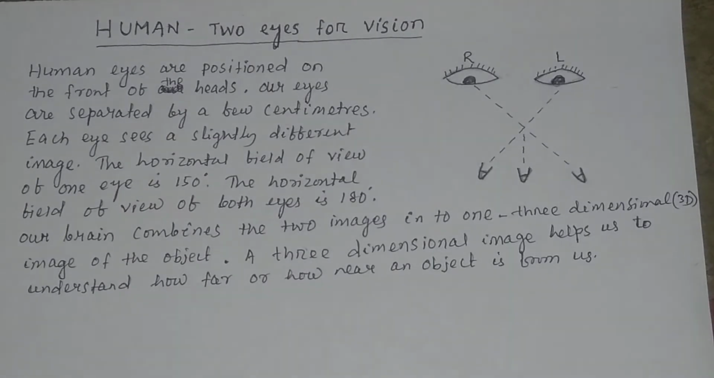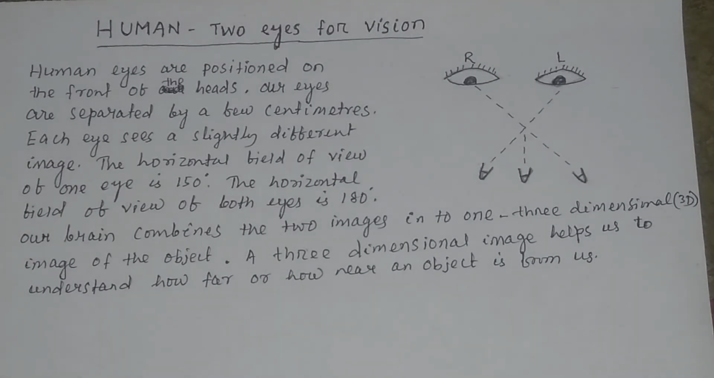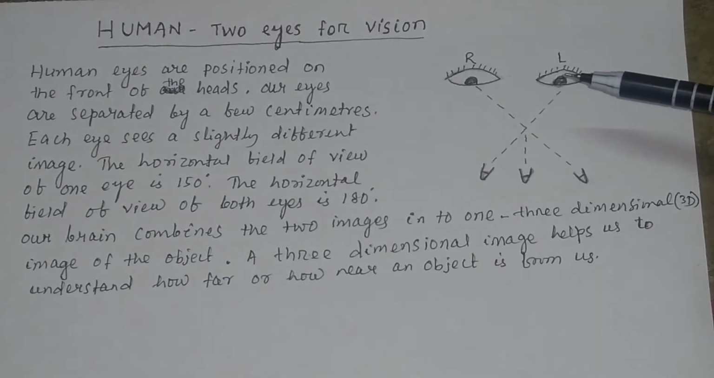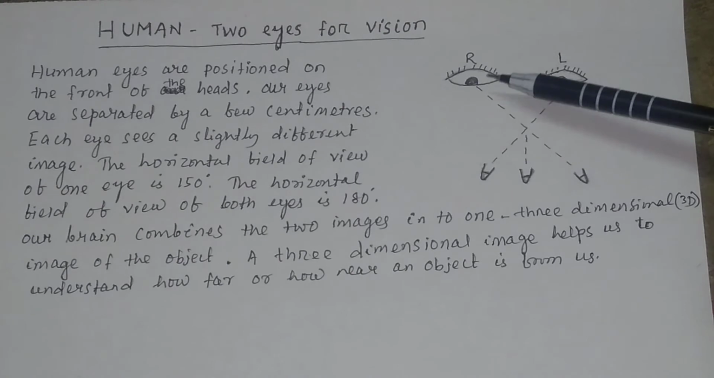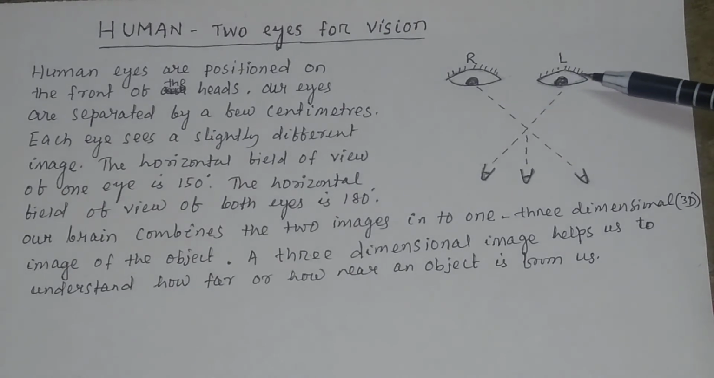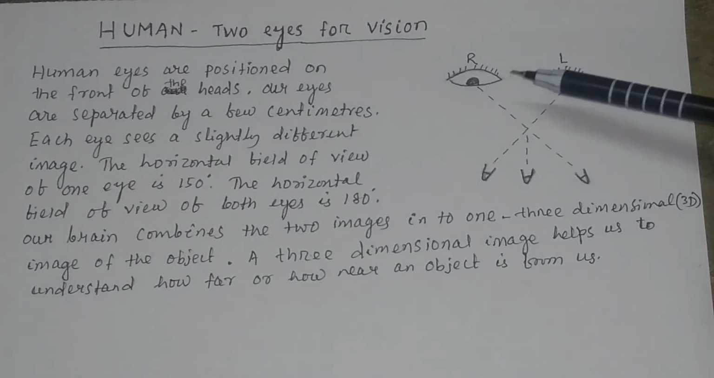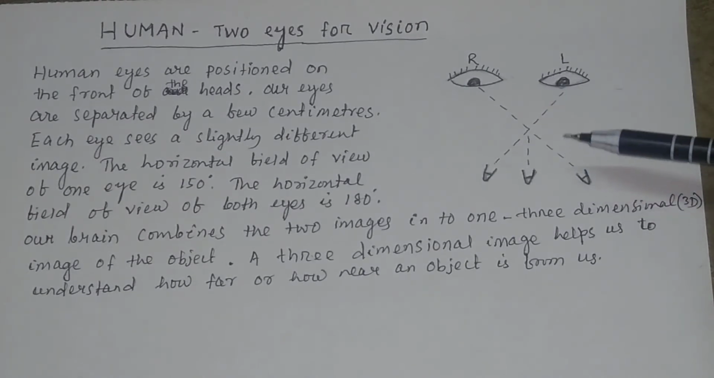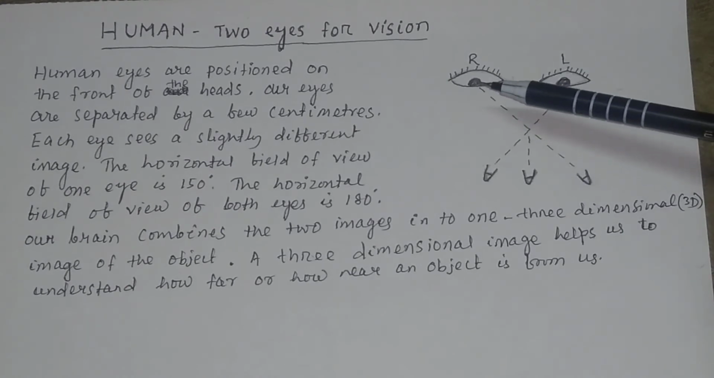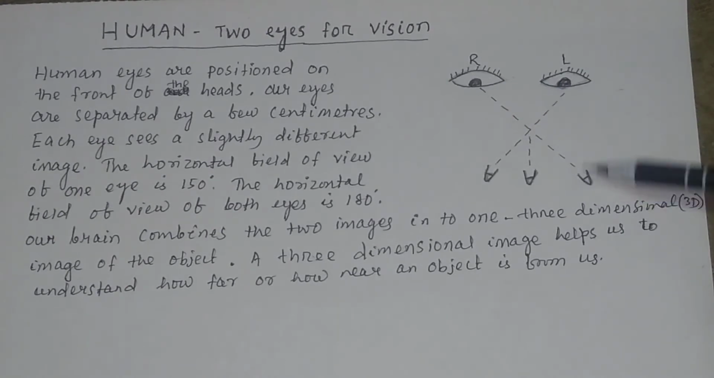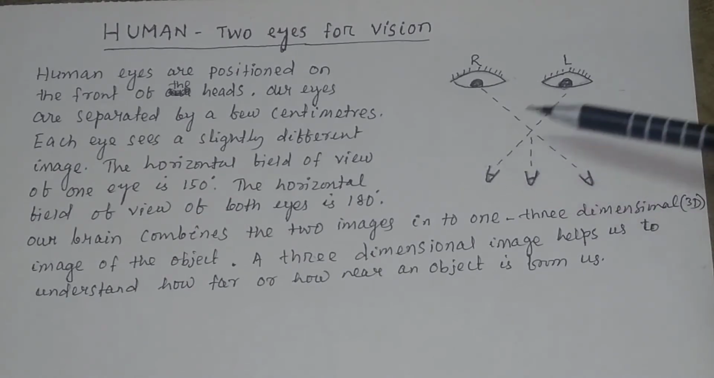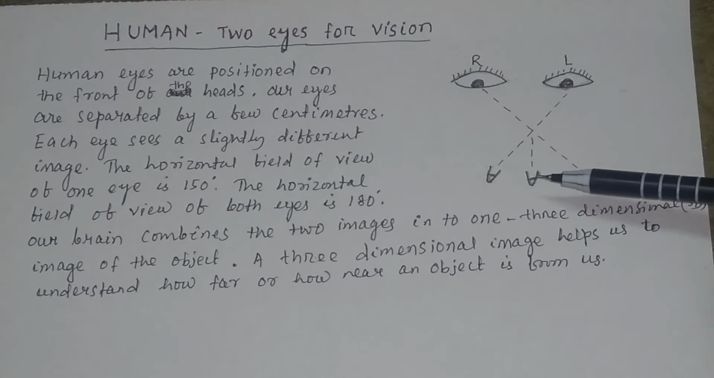Now we will discuss why humans have two eyes for vision. Human eyes are positioned on the front of the head like this. This is your right eye and this is your left eye. Our eyes are separated by a few centimeters. Each eye sees a slightly different image. This eye sees an image like this, and the left eye sees the image like this.